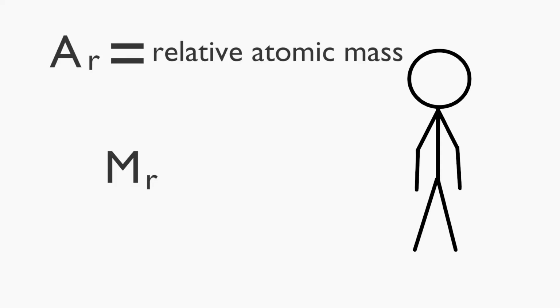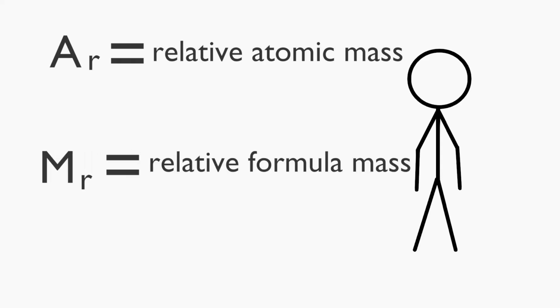Now, it's all easy when it is just one element, but what if we have an entire compound then? What do we do? Well, we have MR instead of AR. AR is the relative atomic mass, and MR is the relative formula mass.